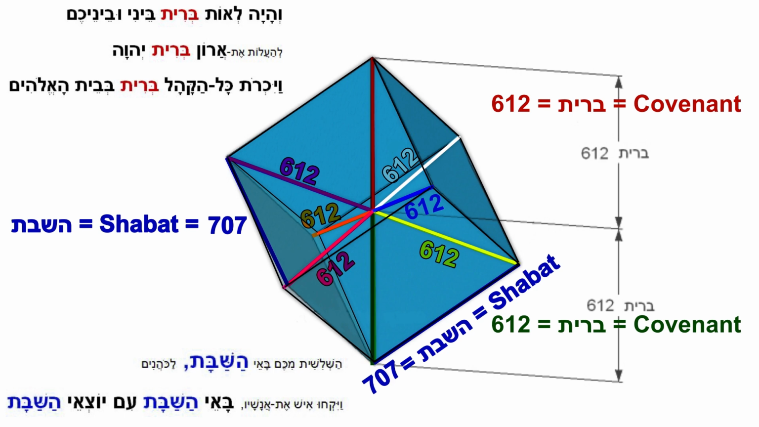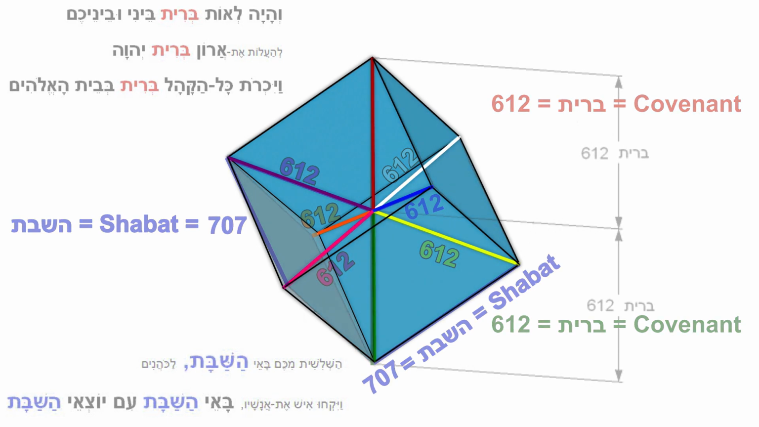This part is taken from the previous film on number 9 and Nonagon. And the sons of Israel shall keep the Shabbat to make the Shabbat the covenant of world. Exodus 31:1. Shabbat equals 707. Covenant equals 612. World equals 146.